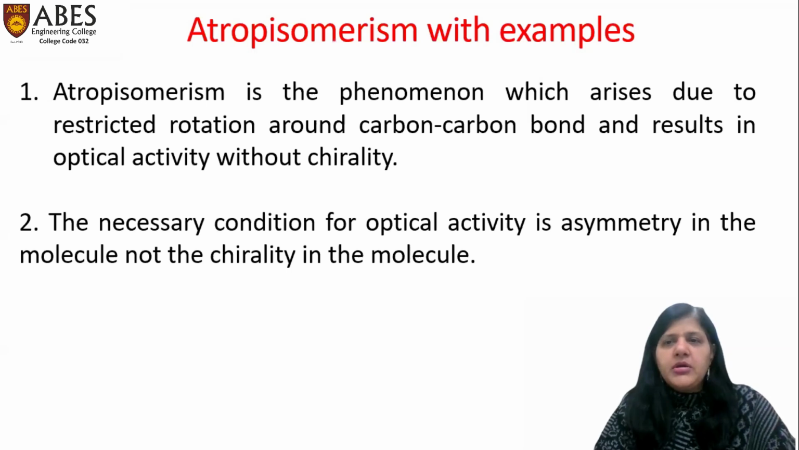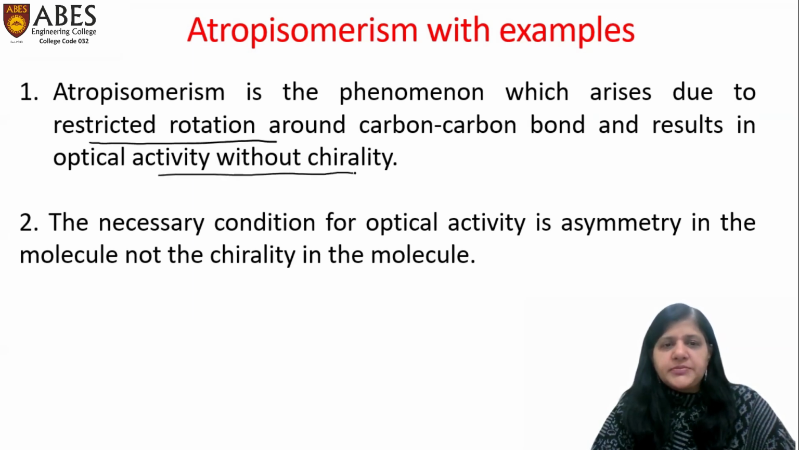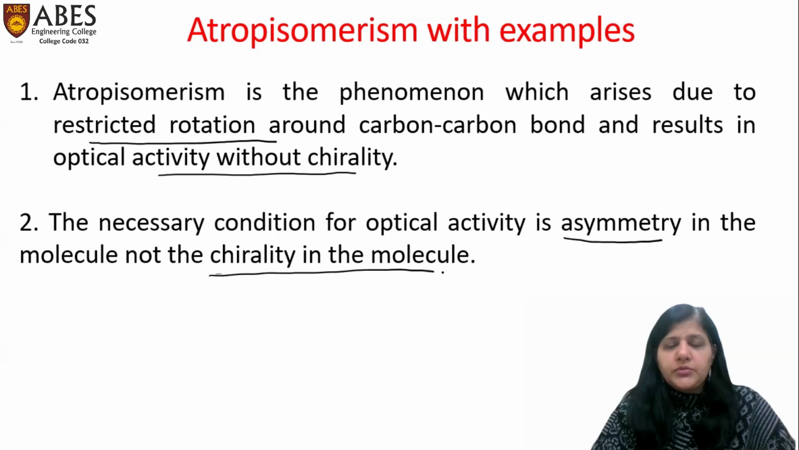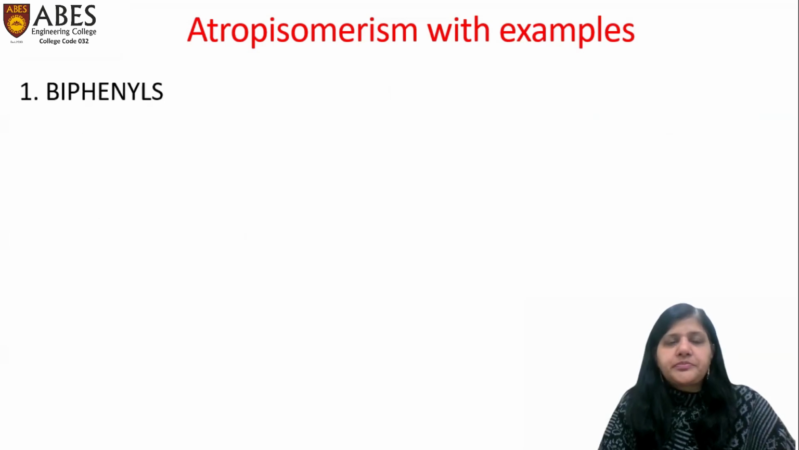Atropisomerism is the phenomenon which arises due to restricted rotation around a carbon-carbon bond, and it results in optical activity without chirality. So what is the necessary condition for optical activity now? It is the asymmetry in the molecule and not the chirality in the molecule. So atropisomerism is optical activity in a molecule without chirality. Biphenyls are a class of compounds which exhibit this phenomenon.